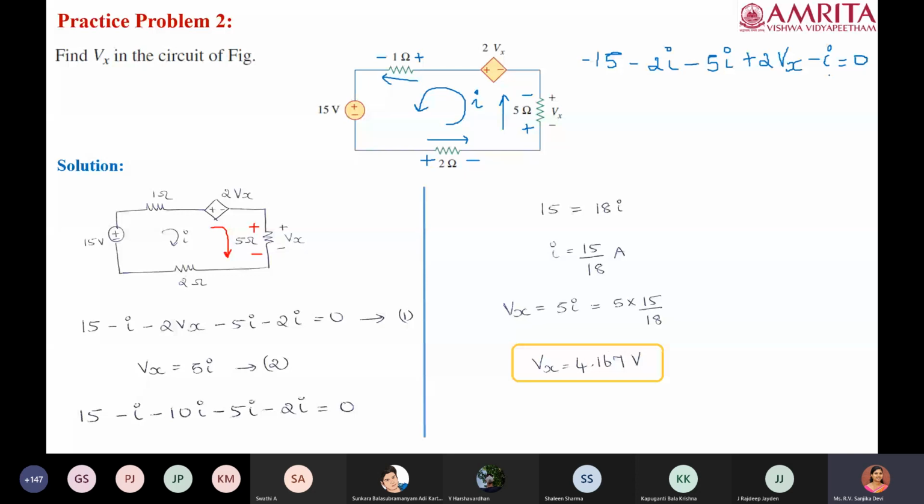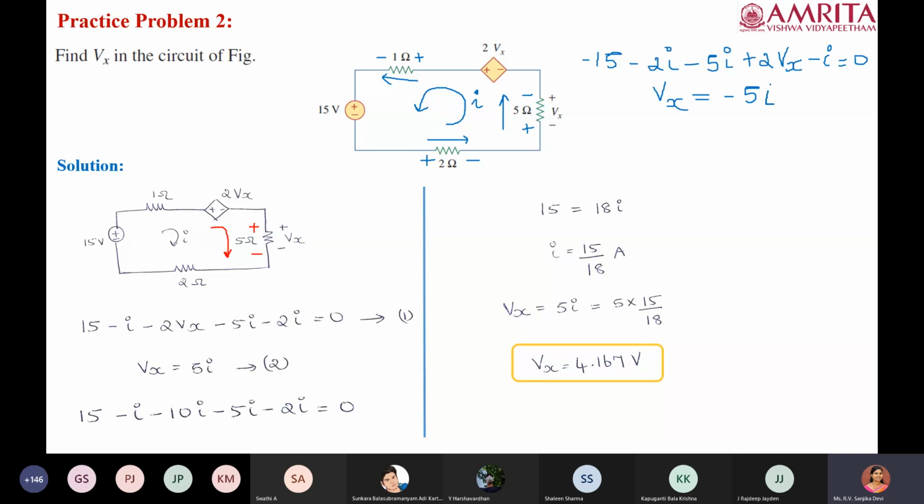Yes, ma'am. You will get the I value as positive only, right? Okay. Can you solve this equation? Before that we have to replace Vx. Same, 15 by 18, you will get the same thing. Just a minute. What is Vx now? Yes, it is minus 5i.